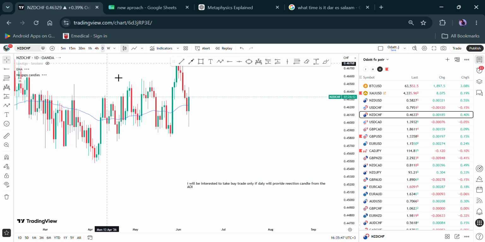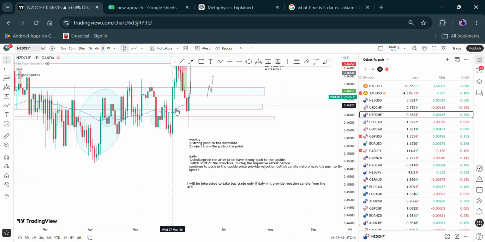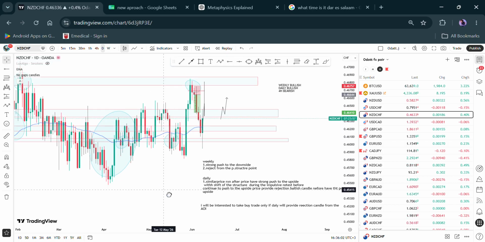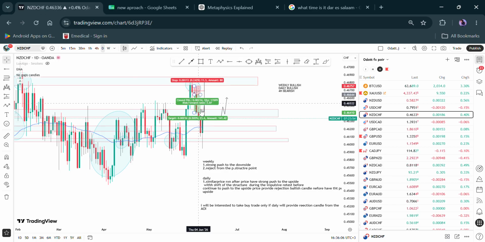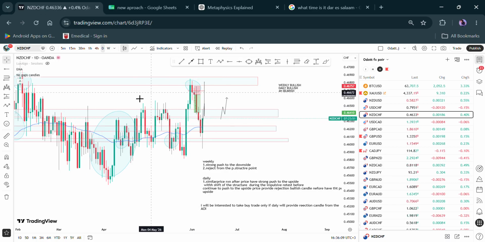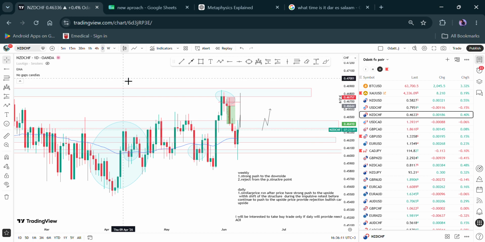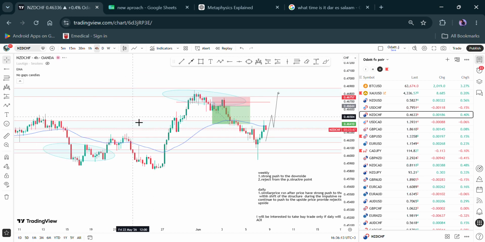So if daily will close with this doji candlestick, which is a rejection from the EMA, a rejection from a strong area of interest, and also a psychological area over here, I'll be considering taking this trade. That will indicate for me that the momentum, the buyers, are taking control of the market. On each time frame, the same thing is happening over here.